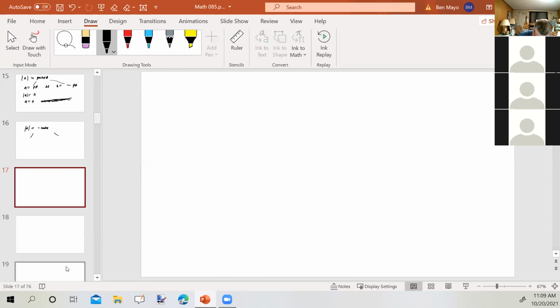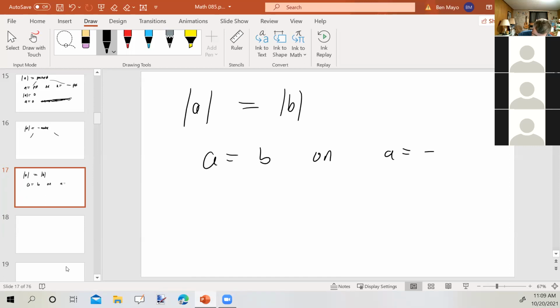If you have an absolute value equals an absolute value, you're going to have this or that. What's inside equals what's inside, or what's inside equals the opposite of what's inside. Again, solve each equation, check your work. Let's see, what else did I want to talk about to do with that?